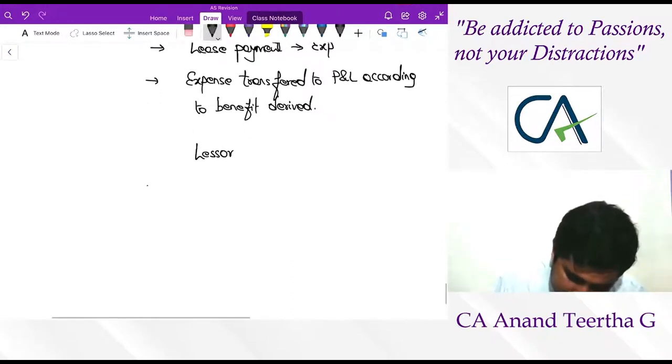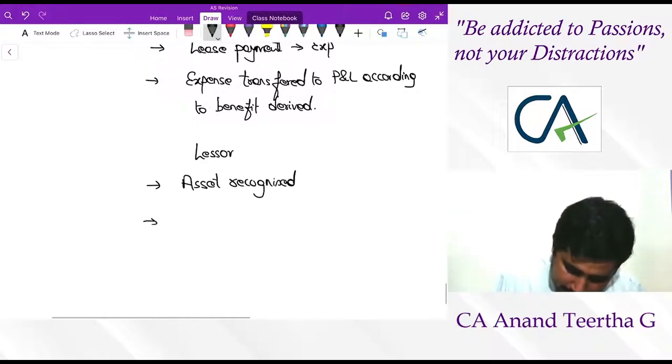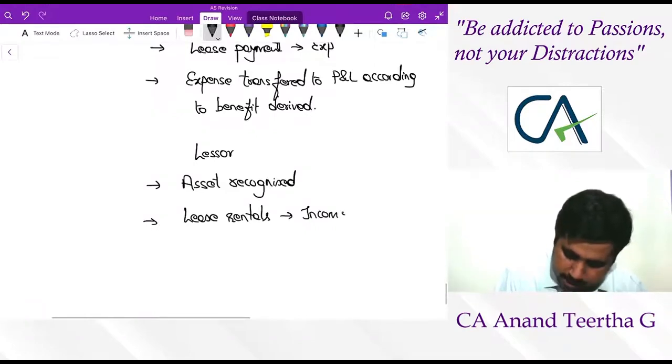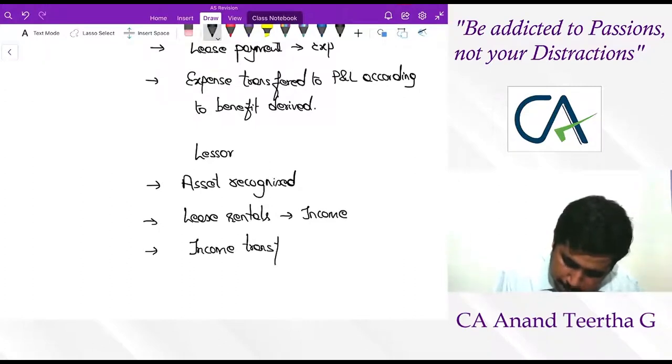First, the asset is recognized in his books now. Great. Then lease rentals will be his income. Again, this income is transferred to P&L on a benefit basis.